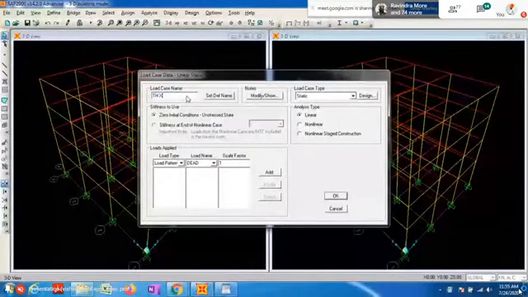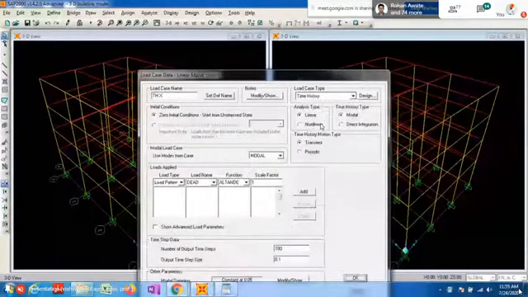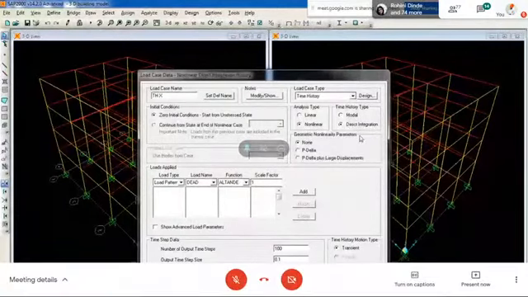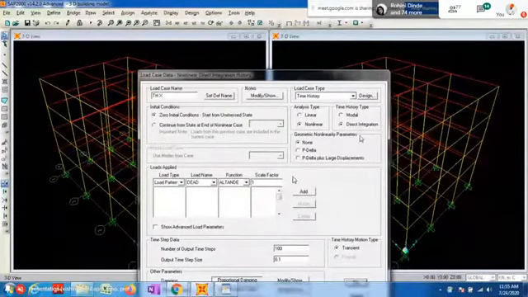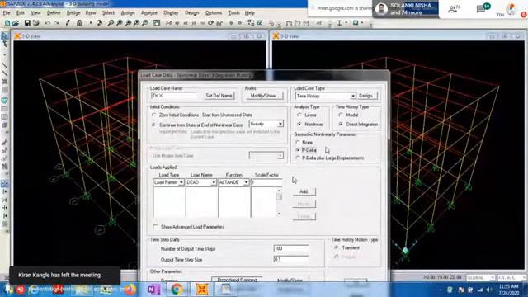It is a time history analysis. The type is time history, nonlinear, and direct integration. This continues from the state of gravity. P-delta analysis, yes, P-delta analysis is required.